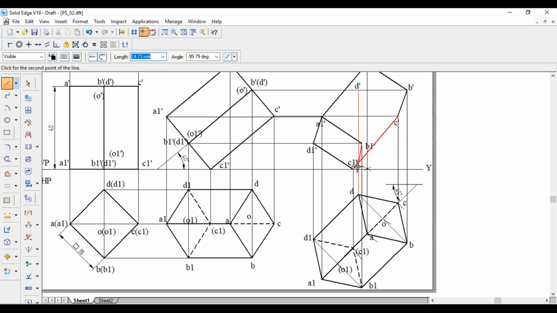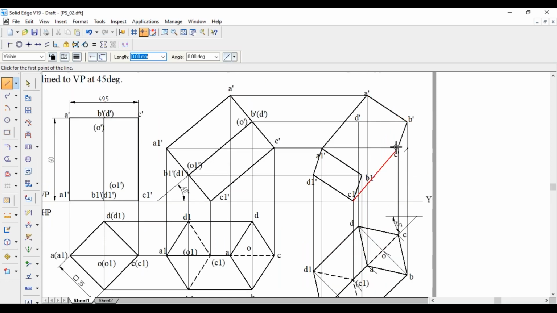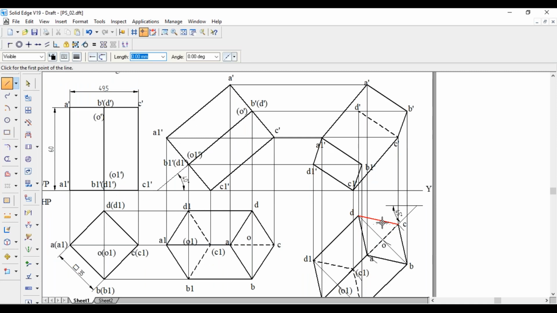Coming to the top face, A dash, B dash, and B dash, C dash are joined already. So we are left with C dash, D dash, and D dash, A dash. CD is this one. It is farthest from the observer, that is invisible, so it is a dotted line. Similarly, AD, that is A dash, D dash. If you see from this side, it is away from the observer, that is also dotted. So bottom and top faces are over.